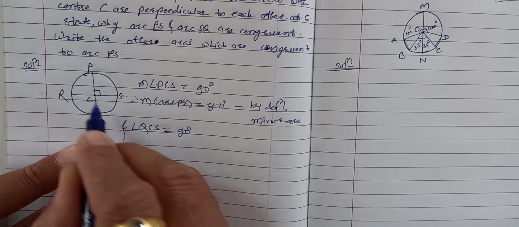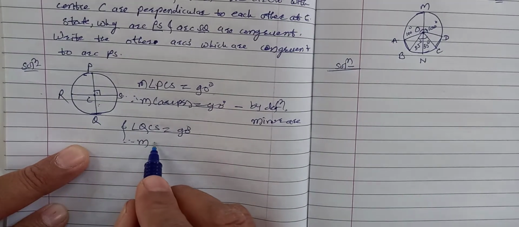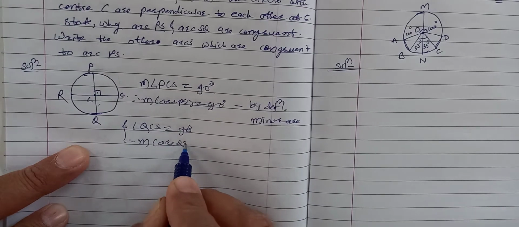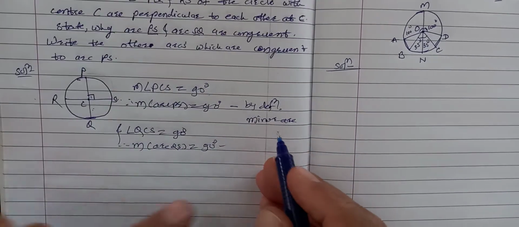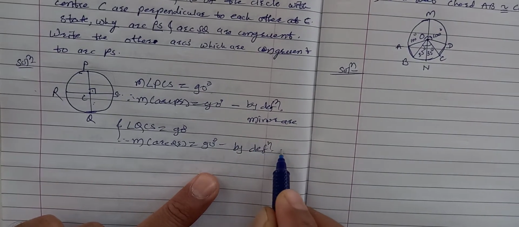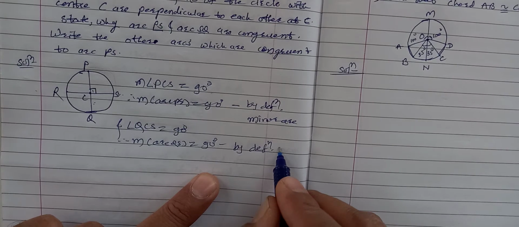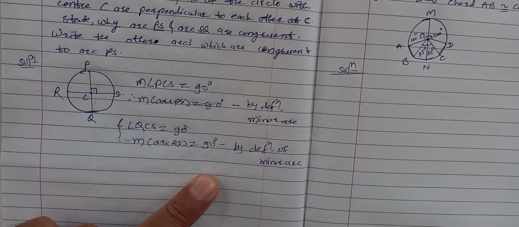This is also 90. We know 90. Therefore, measure of arc QS, this one, is also 90. So, same reason: by definition of minor arc. This is a minor arc, no? Same central angle, definition of minor arc. Here you have to write the reason, definition of minor arc.